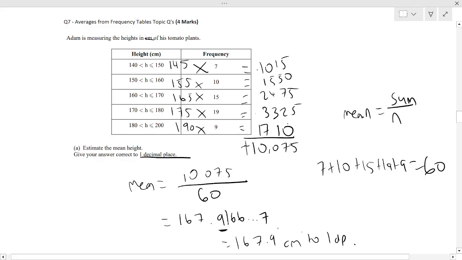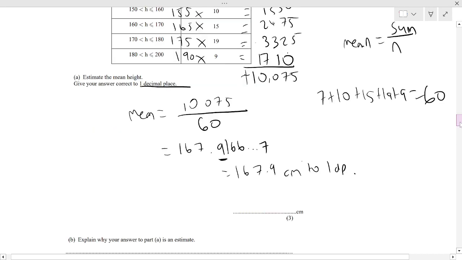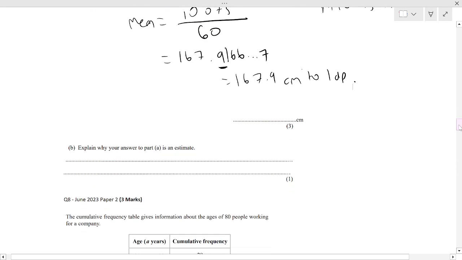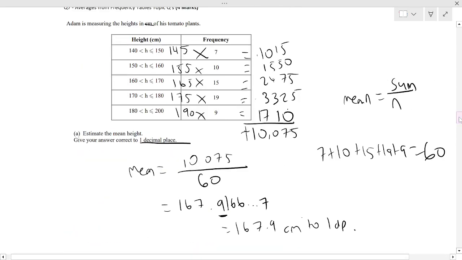Cool. Okay. Then it says explain why your answer is an estimate. And also, as a double check, if you're a bit unsure if your mean is right, it's going to roughly lie in the middle of the data here. So if I have, for example, 82 for the height, well, that's going to be outside the category. So I've known I've done something wrong. So you can kind of use the answer to guide you a little bit as well.